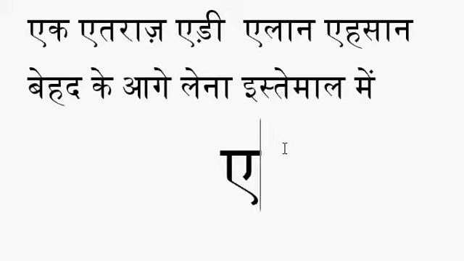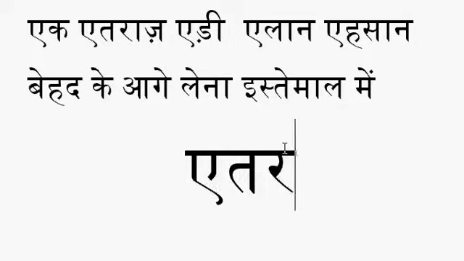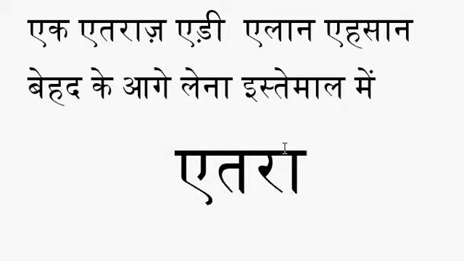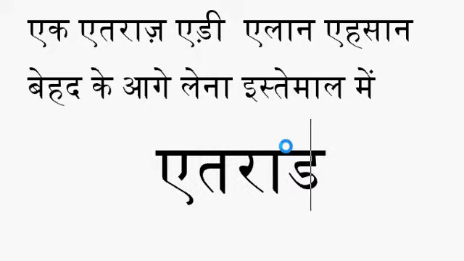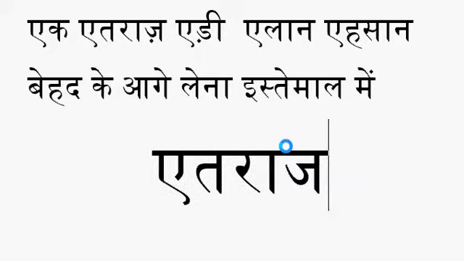Okay. Next word. A, Ta, Ra. Add a long A, Ra. Then add Ja with a dot under it. Make it Za. Itraz. Itraz means objection. मुझे कोई एतराज नहीं. I have no objection. Itraz. So far we've got ik, itraz.